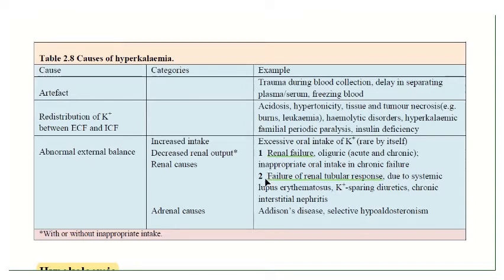الإكزامبل الآخر قد يكون failure of renal tubular response due to systemic lupus erythematosus، potassium sparing diuretics، أو chronic interstitial nephritis. وبالنسبة للأدرينال causes فهي أمثلة عليه Addison's disease و selective hypoaldosteronism. إذن ال causes of hyperkalemia كما في هذا الجدول.